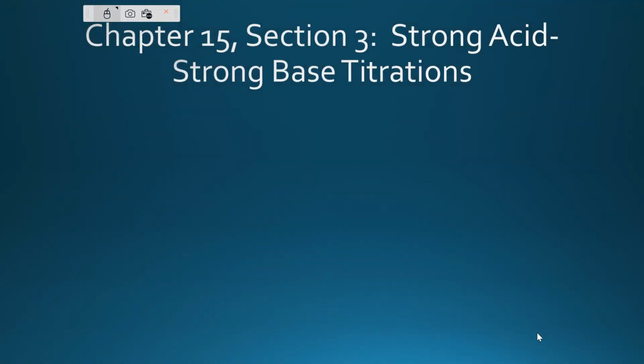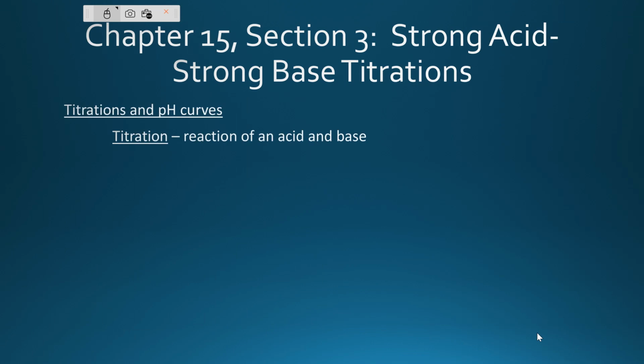We're in Unit 9, and this is Section 3, taking a look at what happens when we titrate a strong acid and a strong base. We've been looking at equilibrium, we've been looking at buffers, we've been looking at all those things. Now we can mix acids and bases together in certain amounts and see the effects of that. So we're going to be taking a look at those titrations.